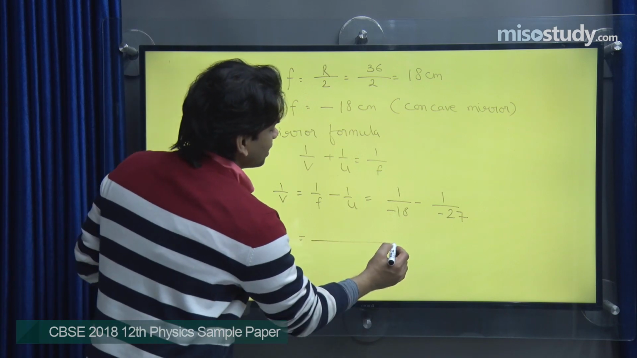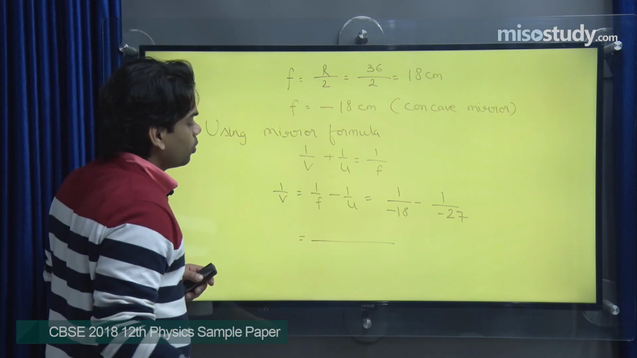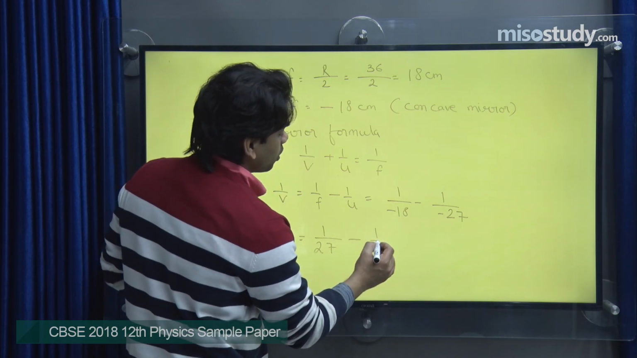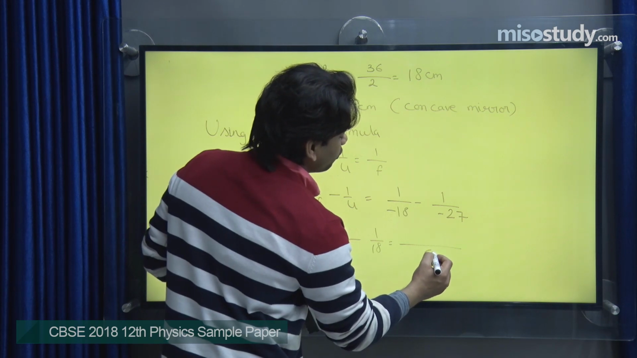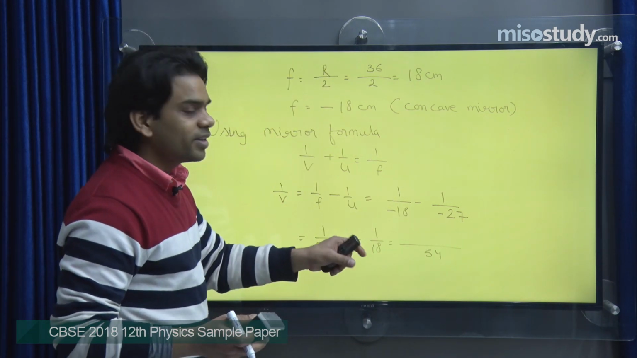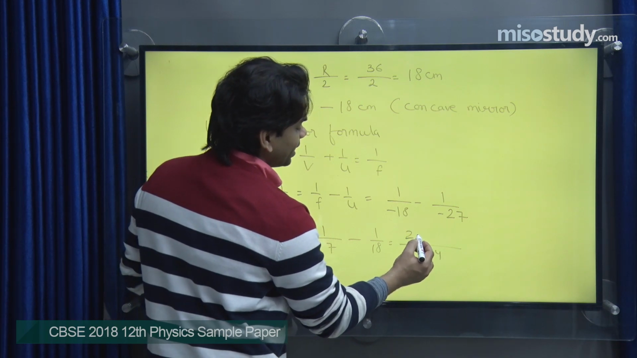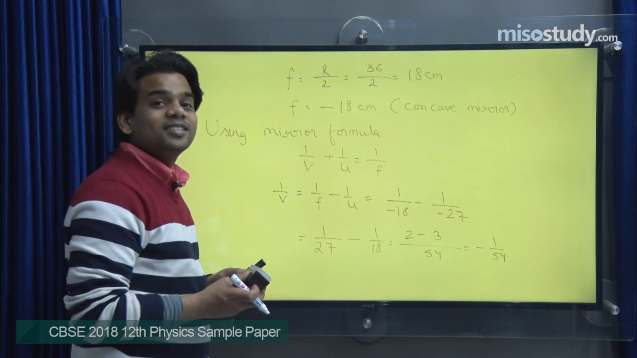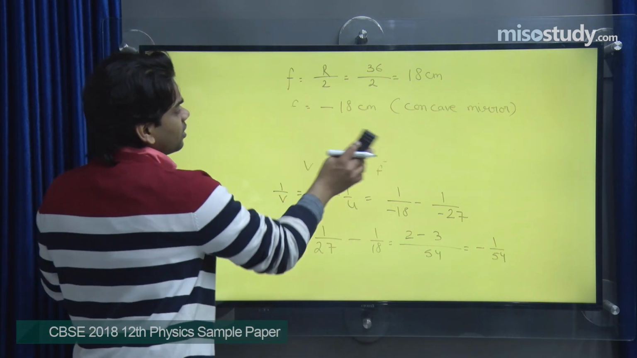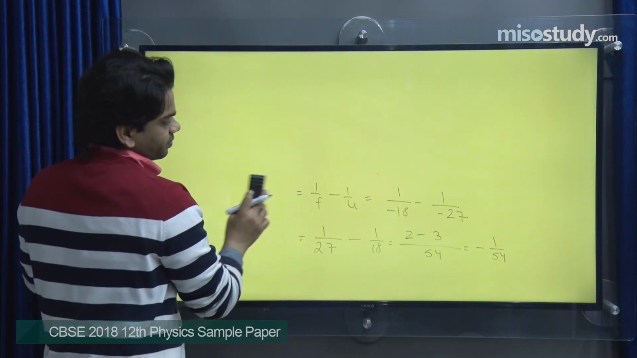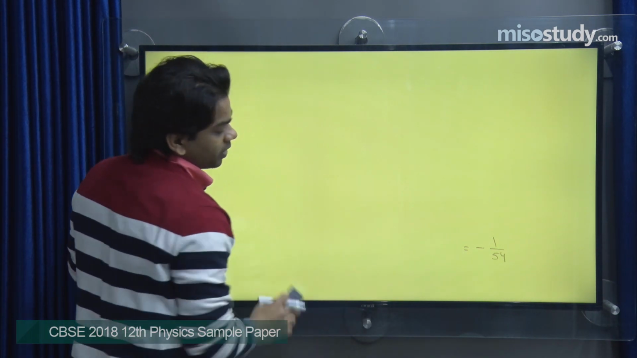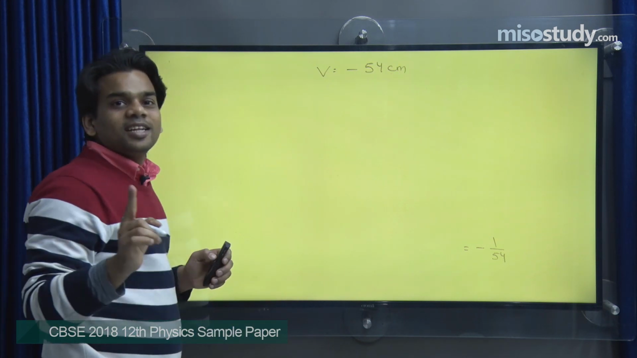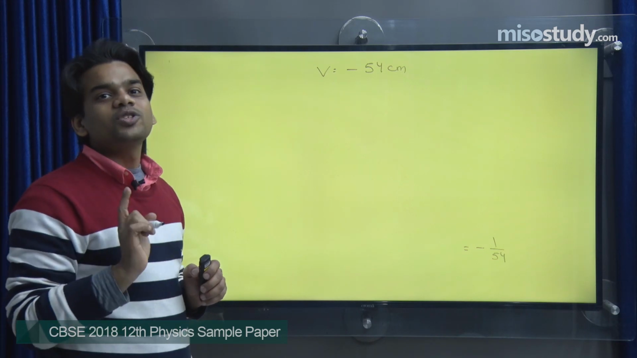18 and 27, take the LCM as 54, or you can simplify this. You will be obtaining first 1 upon 27 minus 1 upon 18. So take LCM as 54, 27 into 2, so 2 and 18 into 3 minus 3, you will be having minus 1 by 54. That means the image distance will come out to be 54 centimeter. So I am rubbing this part and we have obtained v is equal to minus 54 centimeter. That is, the screen should be placed at a distance of 54 centimeter from the mirror.